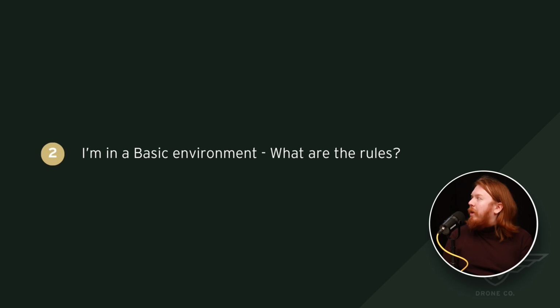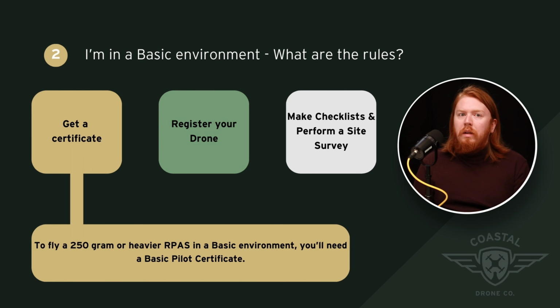So then you determine, okay, I am in a basic environment. So what are the rules of operation in a basic environment? There's broadly kind of three things that you'll need to do if you want to operate in a basic environment. First things first, of course, is get your pilot certificate. In order to fly, as we mentioned before, if the drone weighs 250 grams or more, you need, at minimum, a basic certificate to fly that aircraft. For some, depending on where you live, you might need an advanced as well. But to fly anything over 250 grams, you need, at minimum, a basic certificate. We'll talk in a minute about how to actually obtain the basic certificate.